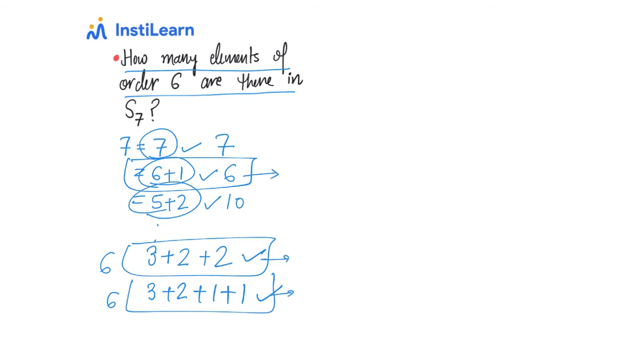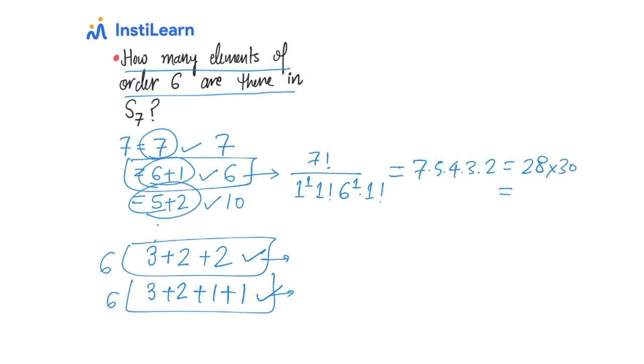So what we have to do is calculate the number of elements of each of these cycle types, and add. Here the number of elements will be 7 factorial. There is a 1, so 1 to the power 1 into 1 factorial. There is a 6, so 6 to the power 1 into 1 factorial. So basically 7 factorial divided by 6, that would be 7 into 5 into 4 into 3 into 2, that is 28 into 30, which is 840.